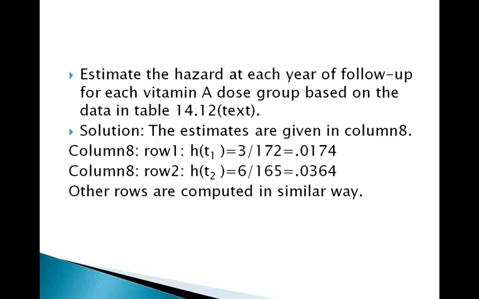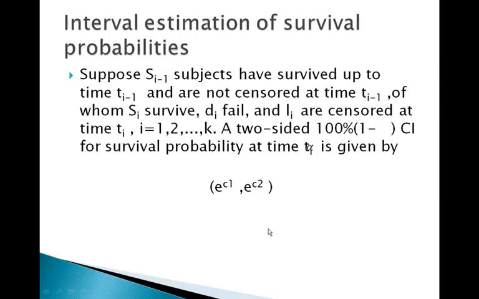To estimate the hazard at each year of follow-up for each vitamin A dose group based on the data in table 1.12, we would then look at the estimates that are given in column 8. In column 8, we look at the hazard for the first row as 3 over 172, and the hazard in row 2 as 6 over 165, and do all of the other rows the same way.